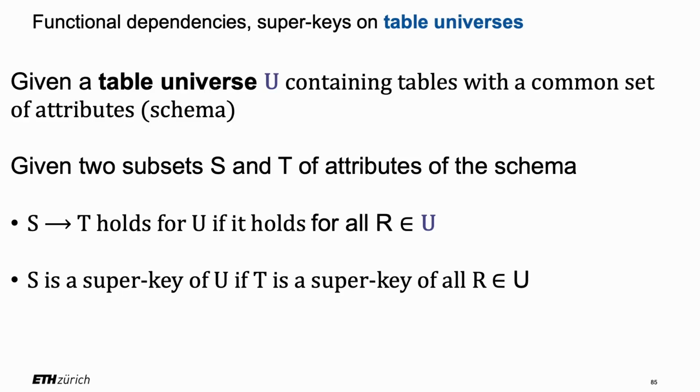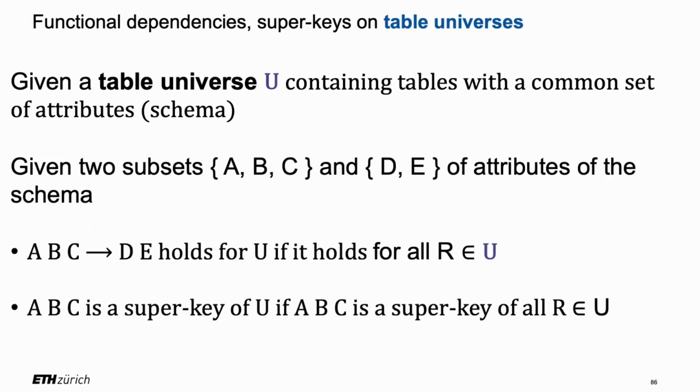So you can now say that the functional dependency S determines T holds for a table universe if it holds for the entire universe. This is why you can see it as a constraint, right? S functionally determines T is a constraint of your universe because all the tables in that universe must agree with that functional dependency. The super key is the same. You basically say that a set of attributes is a super key of the universe if it's always a super key of any table in that universe, right? And again, that's something you enforce in your universe.